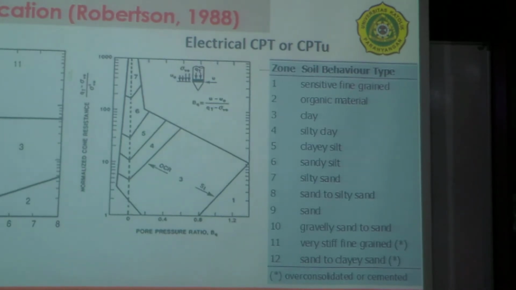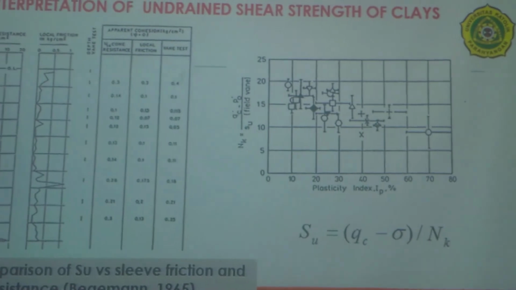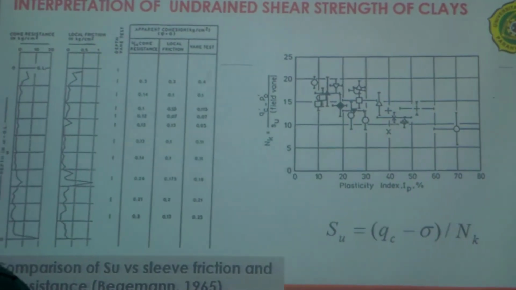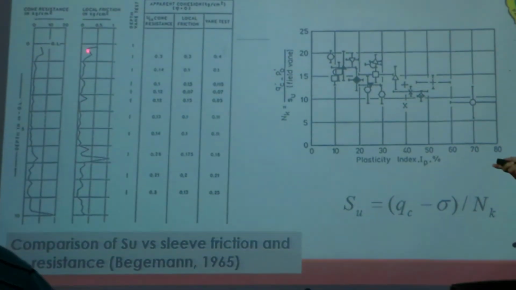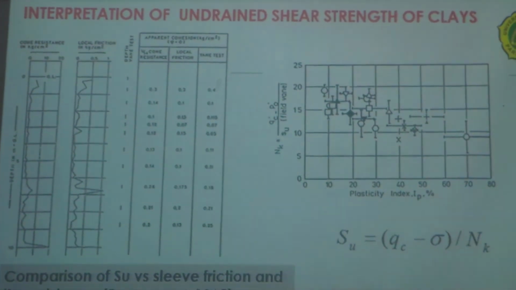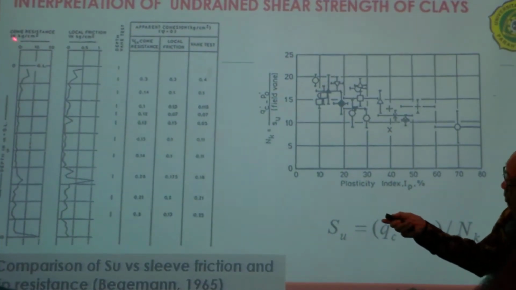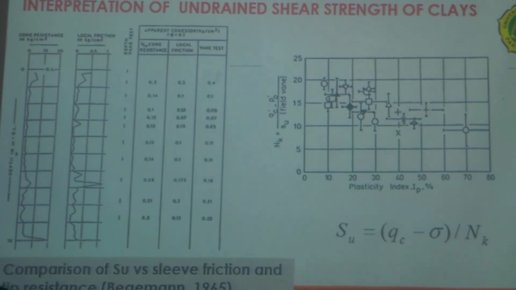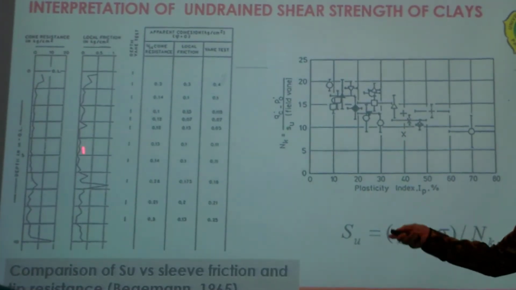That is the similarity. Now this is the way we do the interpretation. In fact, I didn't have this, I just put it in a few minutes ago. Look at this. This is the friction. This is the cone resistance divided by 14. Okay, put it here. This is the local friction.